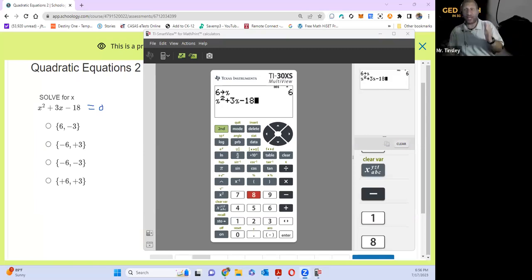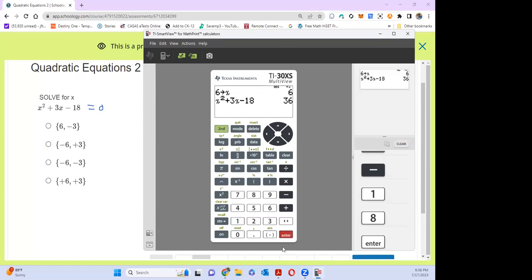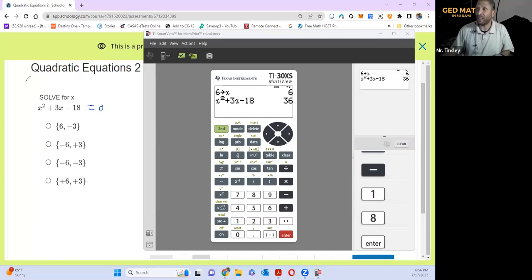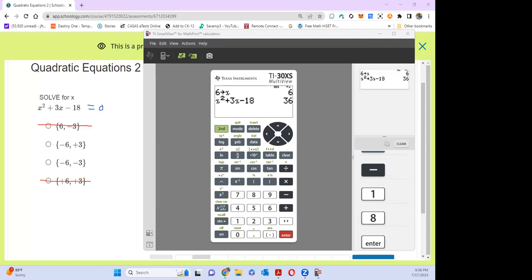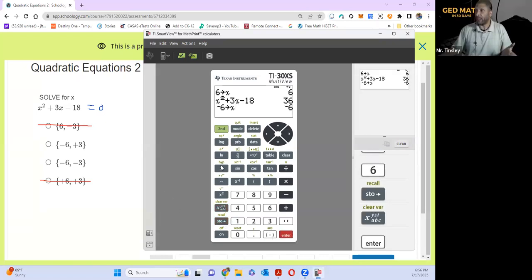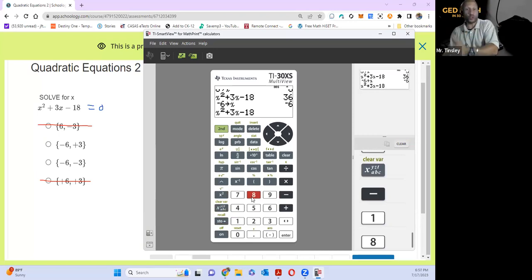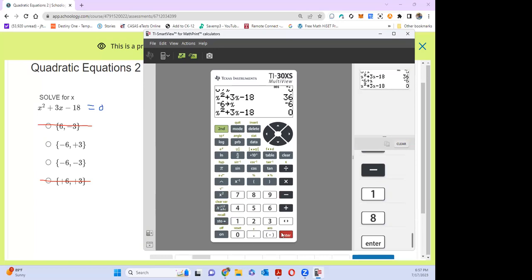Because I know the standard form of a quadratic equation: ax squared plus bx plus c equals 0. Did I get a 0? No. So I know 6 is not a solution. So it can't be A, it can't be D. Everybody understand that? I'm going to go to B. Minus 6, store x. I'm going to do the same thing. x squared plus 3x minus 18. If minus 6 solves this equation, what answer should I get? 0. Do I get a 0? Yes.